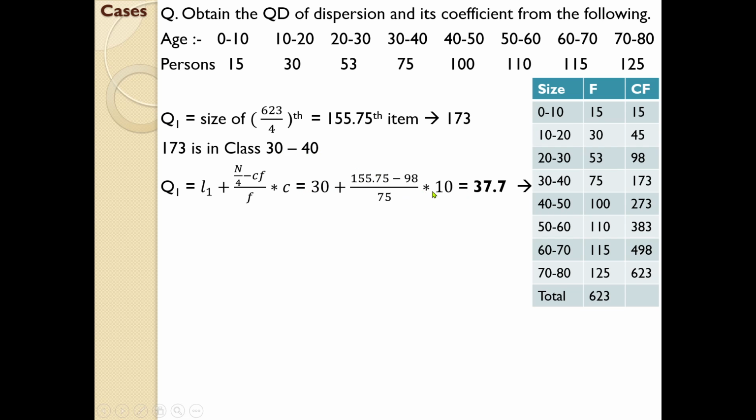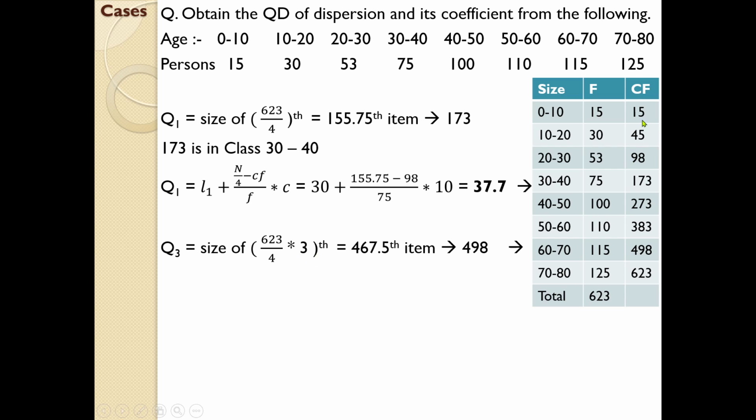30 minus 40 is 10. So you will get 37.71. So the Q1 of this particular question is 37.7. Likewise, you need to find Q3. So the equation for finding Q3 is size of n by 4 into 3. N is 623. 623 divided by 4 into 3, you will get 467.5.